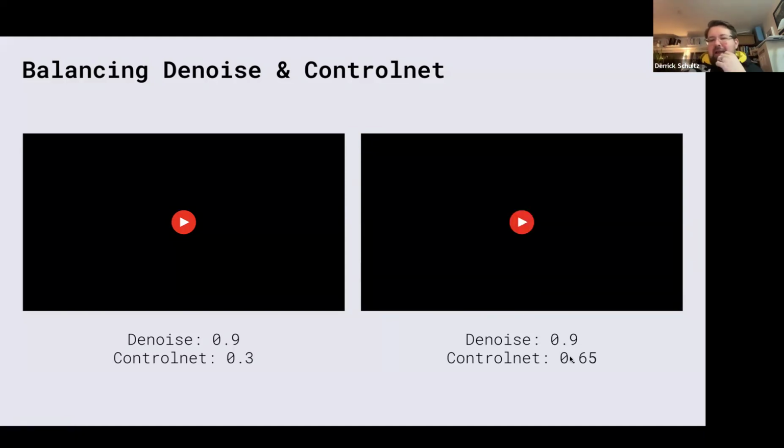In this case, I kind of like the ControlNet of 0.65 versus 0.3. Again, depending on how different your prompt is from the input images, you might want to turn this up to keep some of the structural influence while turning denoise higher to have more of the prompt overtake things. It's a bit of a challenge to find the balance here.